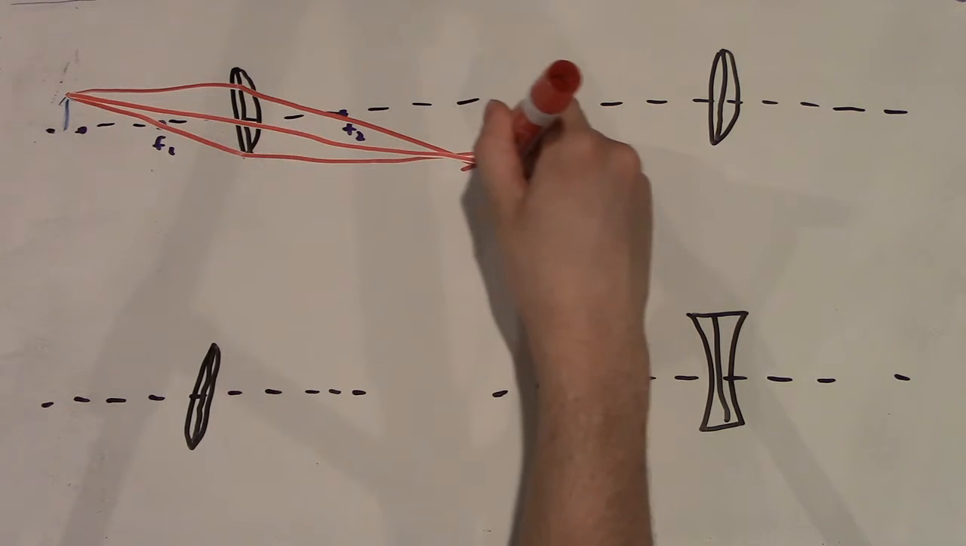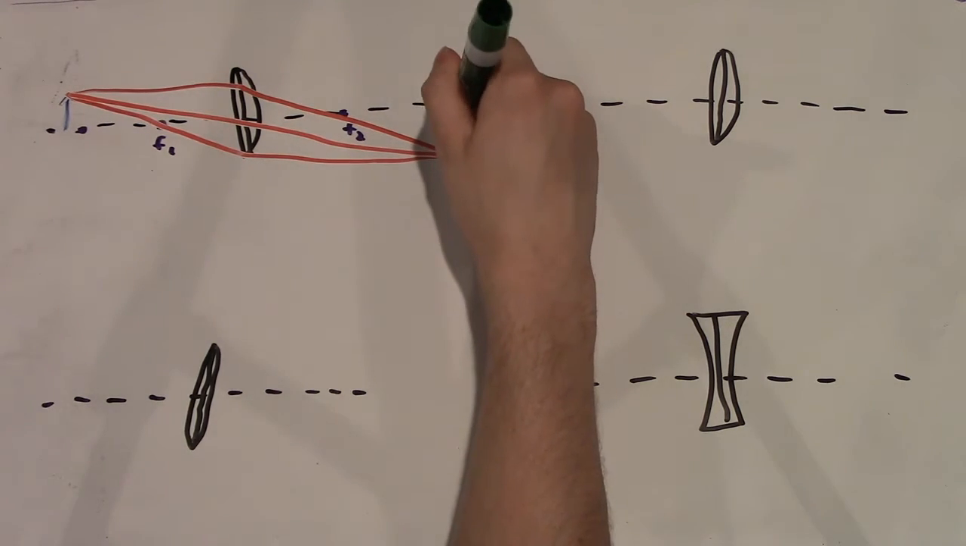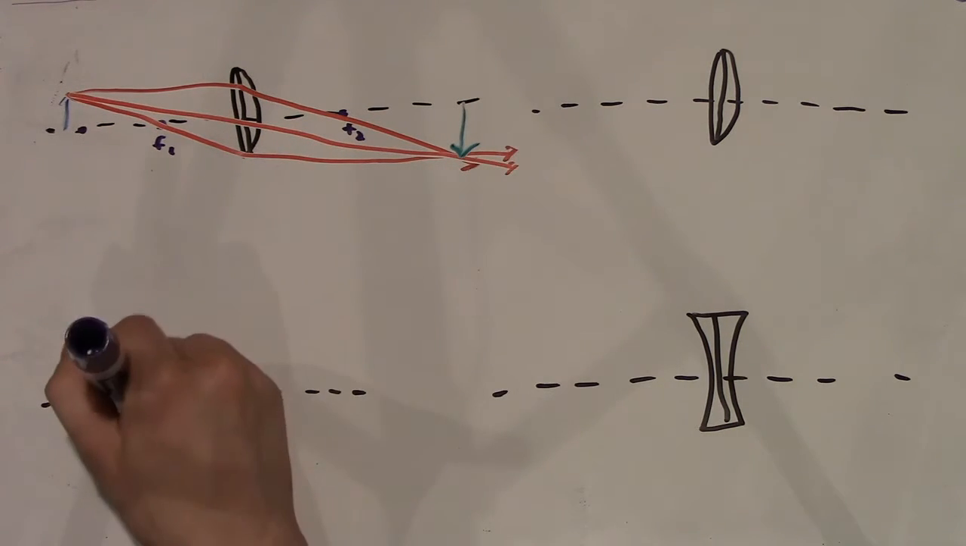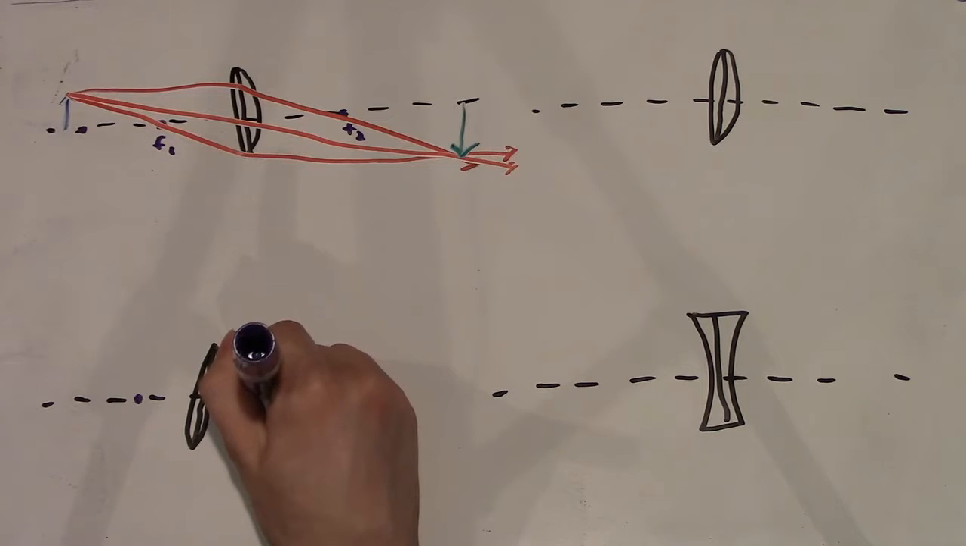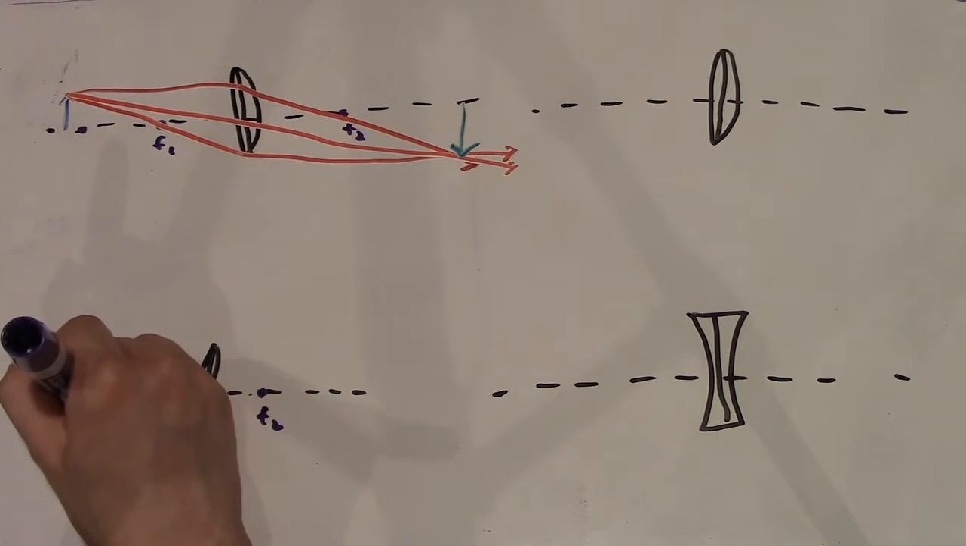Now, when we find the image, there are three general characteristics. It can be either upright or inverted, real or virtual, and larger or smaller. Since the image is on the opposite side of the axis, it is inverted.